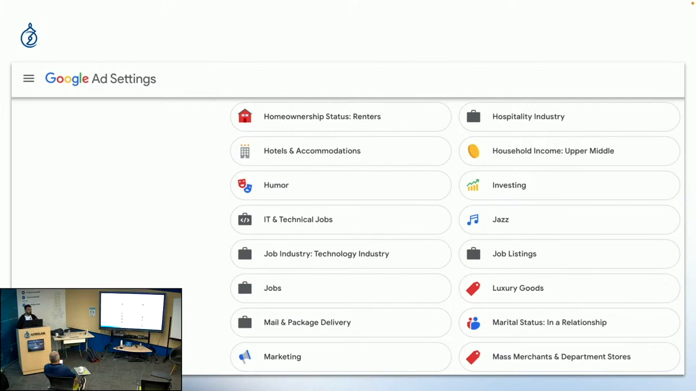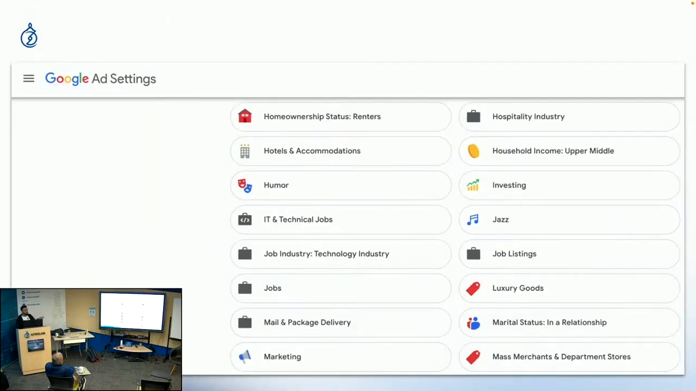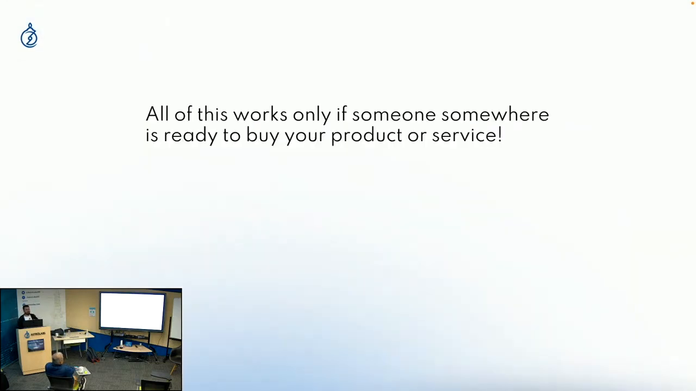Now, all these companies, Google, Facebook, they have all these data points about you. So they feed all this data into their algorithms and make sure that they run efficient campaigns. They are just doing what we discussed: right message, right user, right platform, and right time. But as marketers or business owners, how do we make sure that this happens for our marketing campaigns as well?